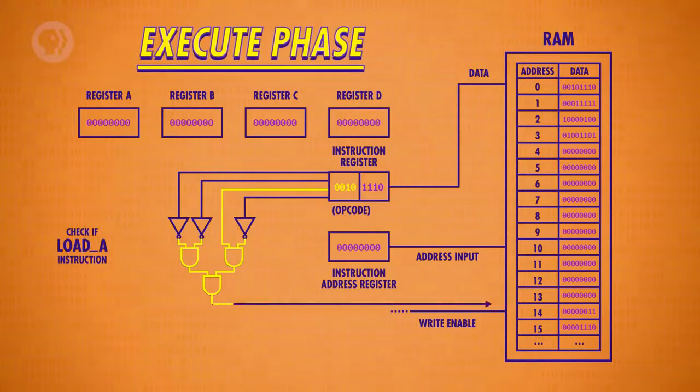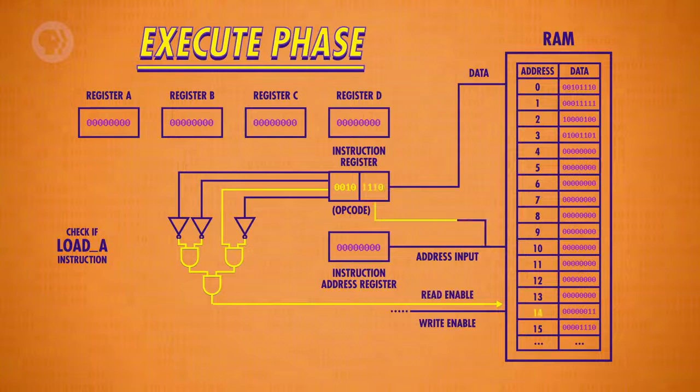Using the output of our load A checking circuit, we can turn on the RAM's read enable line and send in address 14. The RAM retrieves the value at that address, which is 0000 0011, or 3 in decimal. Now, because this is a load A instruction, we want the value to only be saved into register A and not any of the other registers.